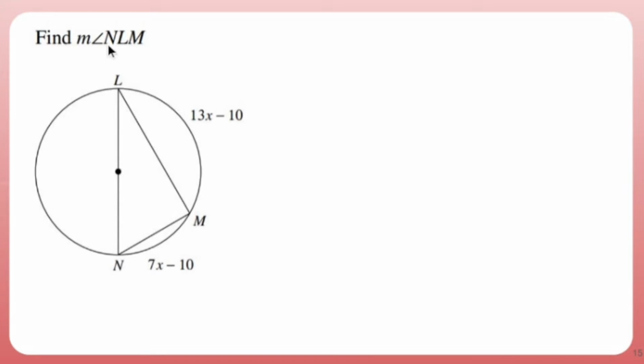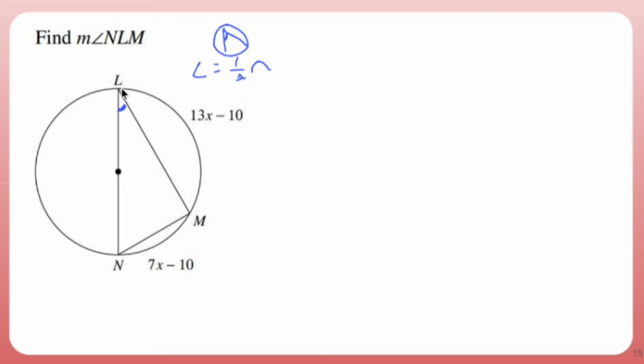Find the measure of angle NLM. NLM is this guy right here. Now let's do this. I have an inscribed angle, and it looks kind of like this. Remember, with an inscribed angle, the angle is half of the arc that it creates. So NLM is going to be half of 7x minus 10. Here's the problem. I don't know what 7x minus 10 is. No clue.